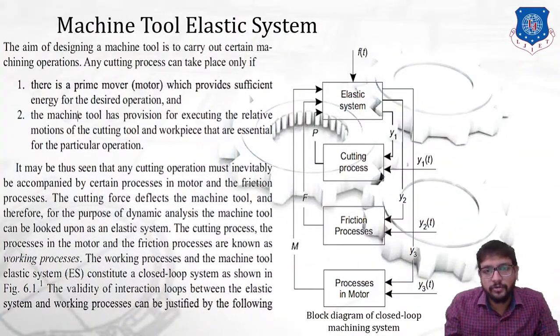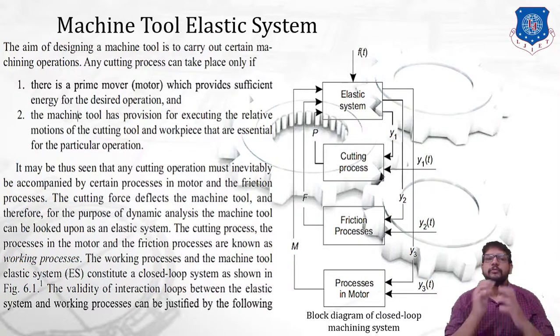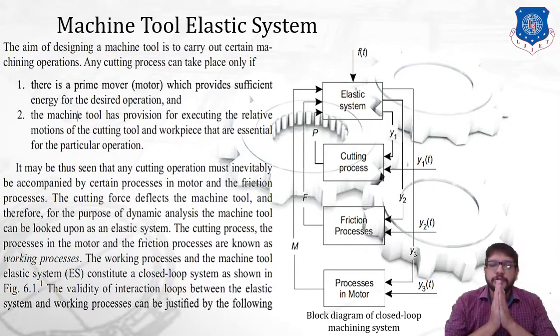So let's see the first topic, Machine Tool Elastic System. Now, what is the main aim of designing a machine tool whenever we need to carry out certain machining operations? We would say that it mainly depends on the cutting processes, and this cutting process can take place only if it satisfies two requirements.